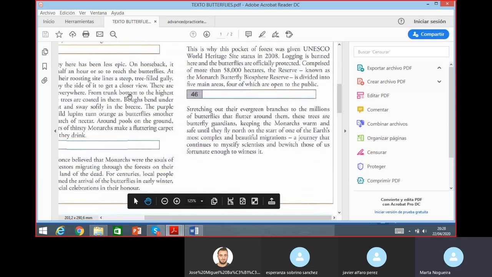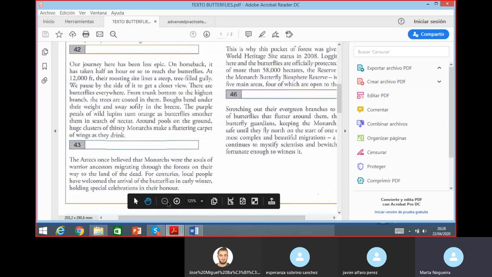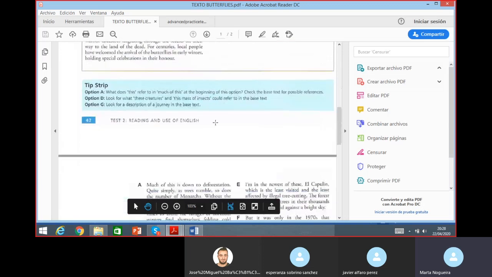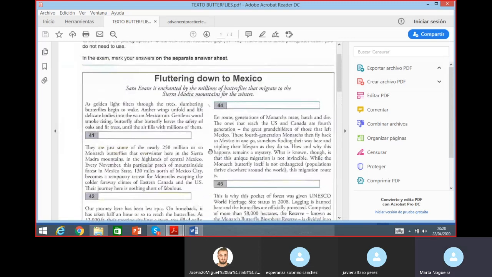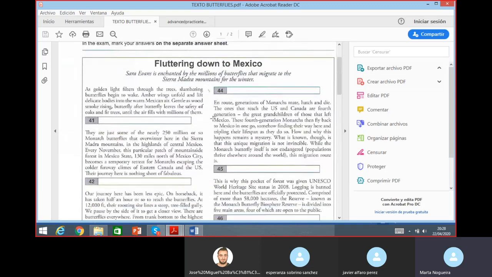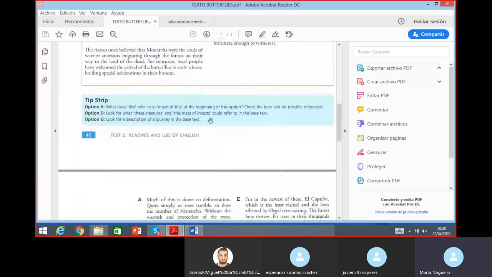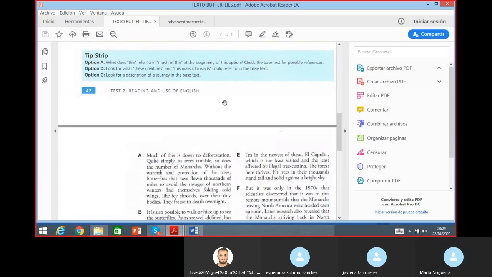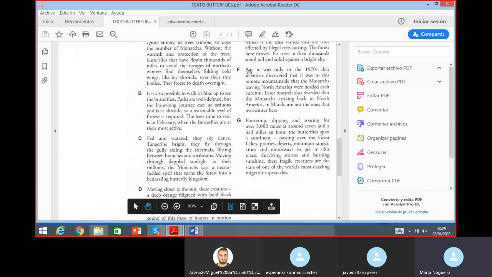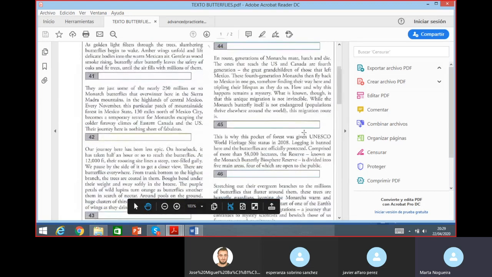From trunk bottom. José said trunk, tronco, bottom es abajo. Okay, I'm not going to translate everything because this is impossible. And we're going to do, let me see, because it gives you some type of clue. No, okay. It is just like exercises. Look for a description of a journey in the base text. Okay, and now we have the paragraphs that we have to insert.